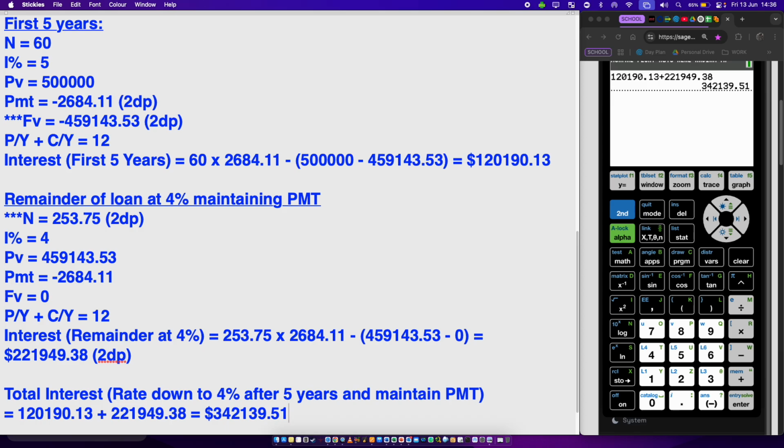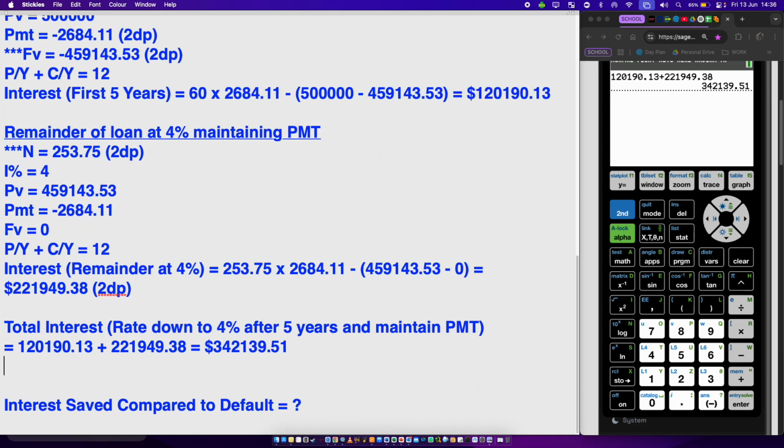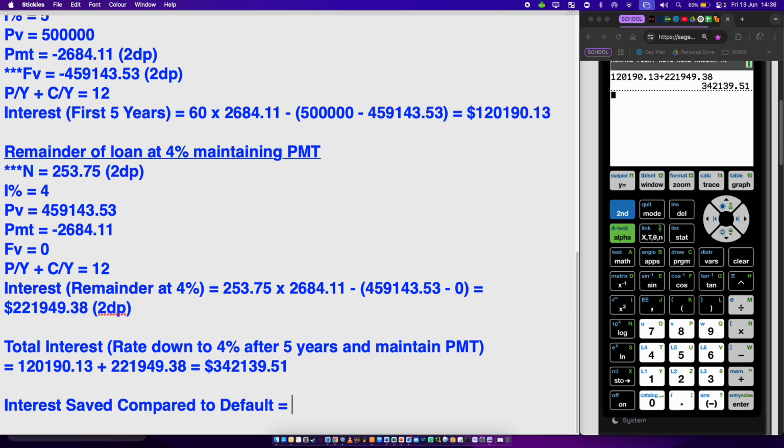Maybe check that out. Does anyone see what the default loan's interest was that we paid? So interest saved compared to default. What was it? 466,279.60. Take away, that's over 100 grand, because I found a bank that was 1% lower 5 years into the loan. If I leave it later, I'm not going to save as much. If I can reduce it by even more, I'm going to save heaps.